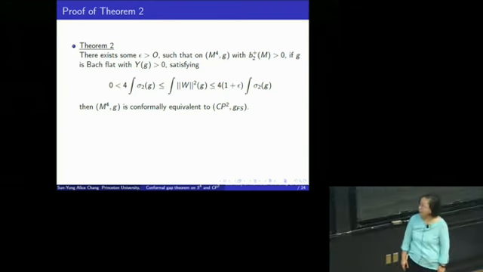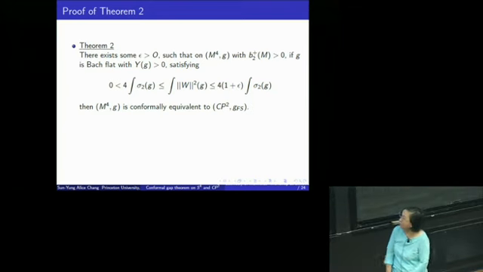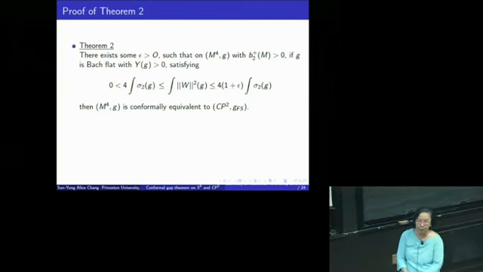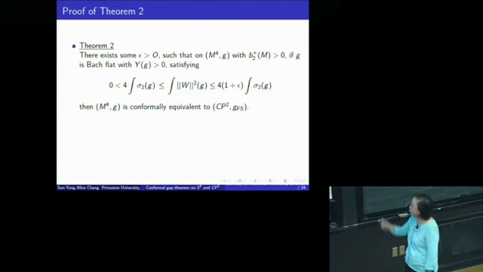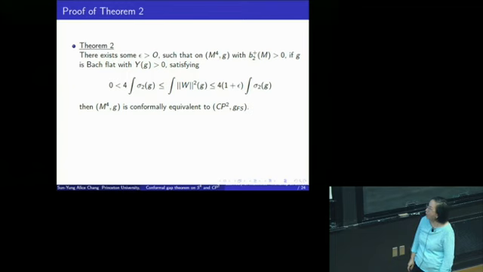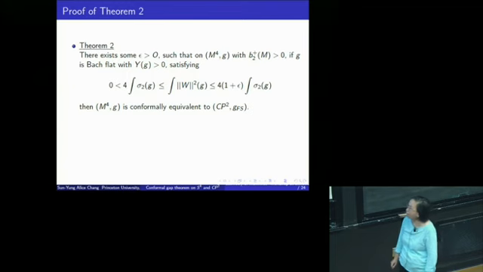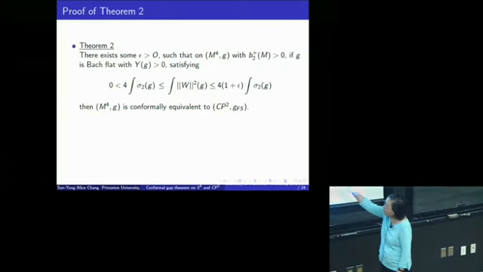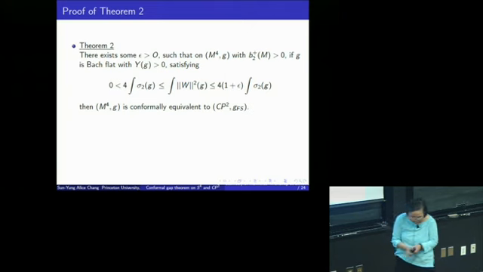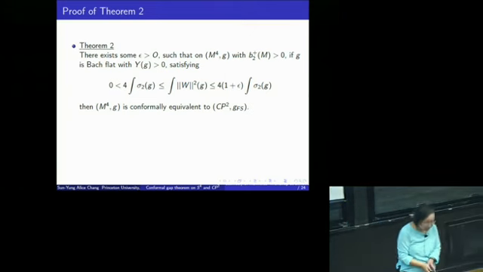So now let me say a few words about the proof of theorem 2. The proof of theorem 2 is: if we assume the self-dual part of the second Betti number is positive, and the metric is Bach-flat, then under this integral pinching condition, we want the manifold to be CP2. So how do we see that?